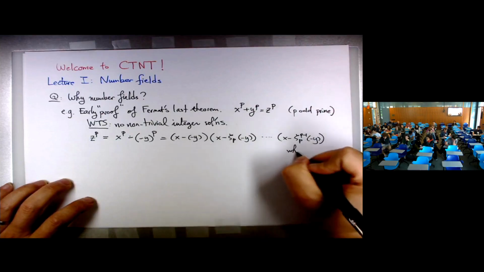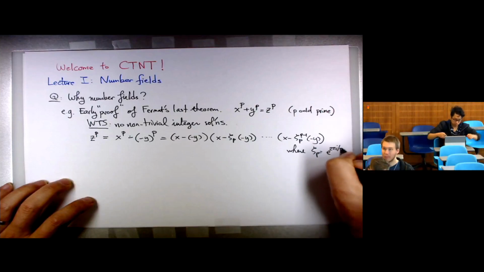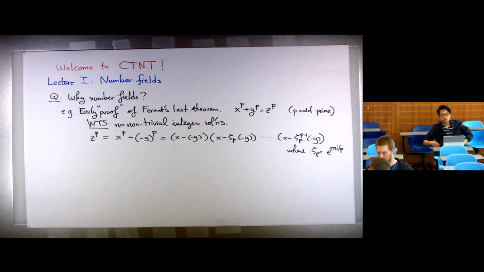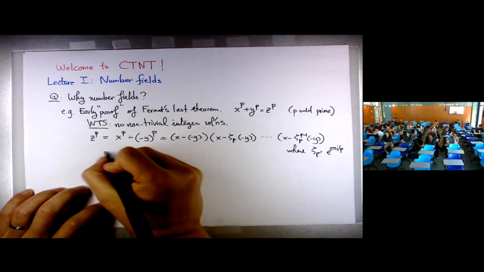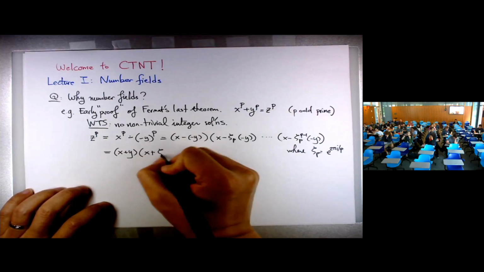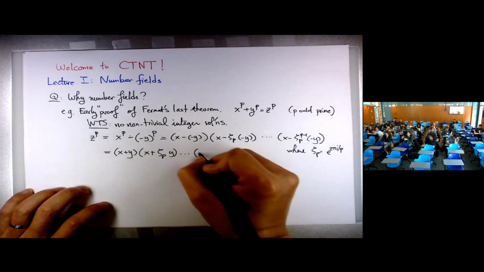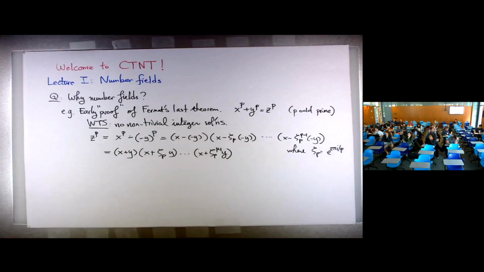where zeta p is e to the 2 pi i over p. Just like you factor x squared minus y squared into x plus y times x minus y, you have this factorization. Let's rewrite this; it's traditional to write it this way. Okay? So now we want to solve this equation with x, y, z in the integers.